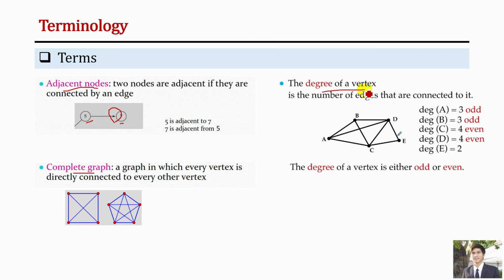And next we have the degree of a vertex. It is the number of edges that are connected to it. For example, in this graph, for vertex B here, how many edges are connected to B? We have from A to B, from C to B, and from D to B. So in total we have 3 degrees. The degree can be even or odd, because sometimes there's one edge connecting to it, sometimes there are more than one, or sometimes there is none because there is no relationship.